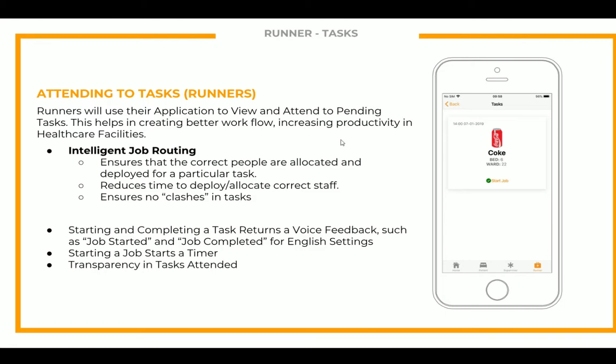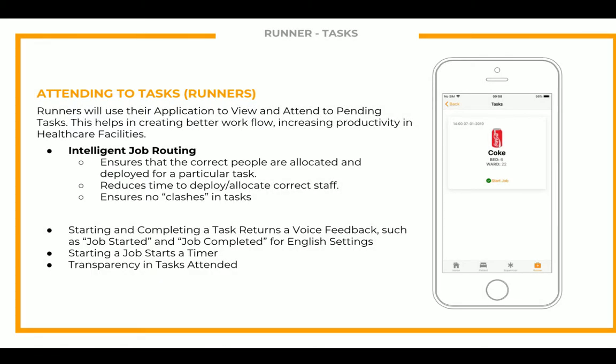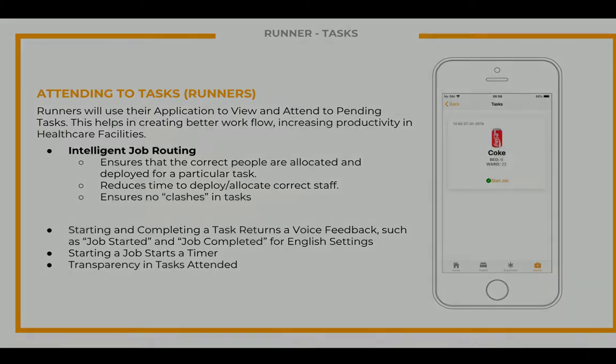When you start a job, you get voice feedback. If your settings are configured to English, you'll hear "job started" and "job completed" respectively. For Chinese, you'll hear the Chinese feedback, which will be 工作开始 or 工作完毕 in their language. There will be transparency in task attendance as every task is bound to a person, and you'll be able to know which task you do and which task you do not do.